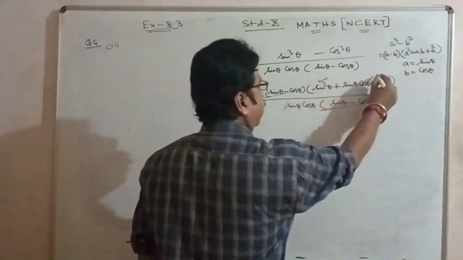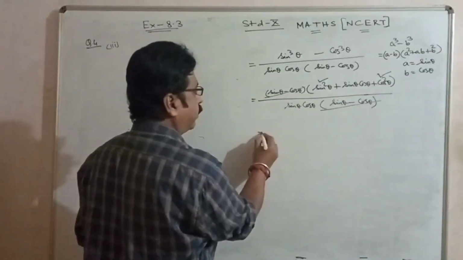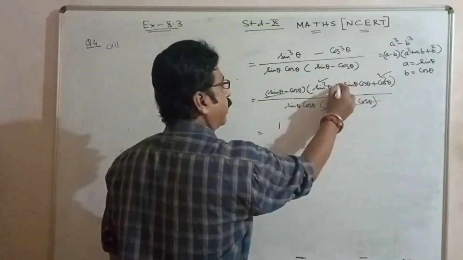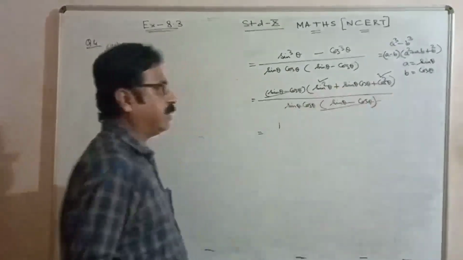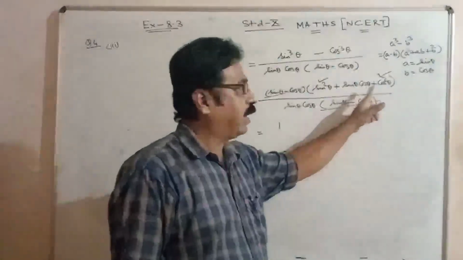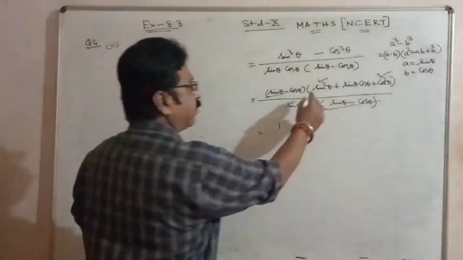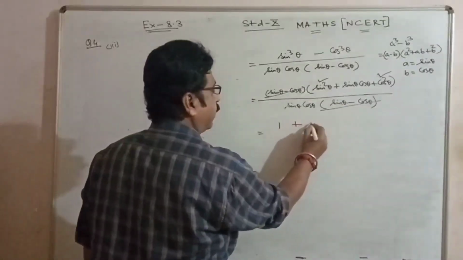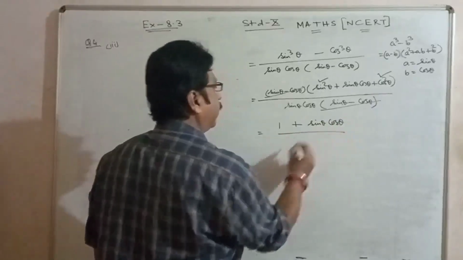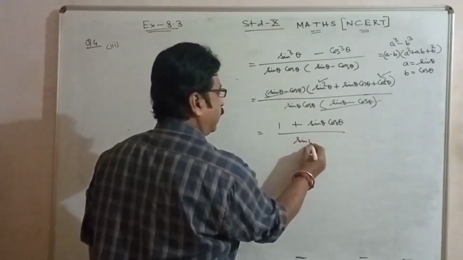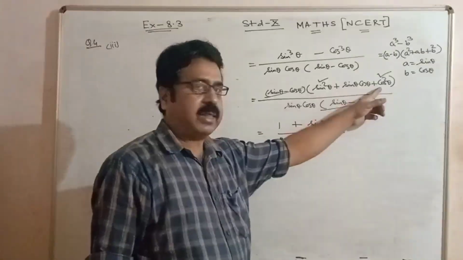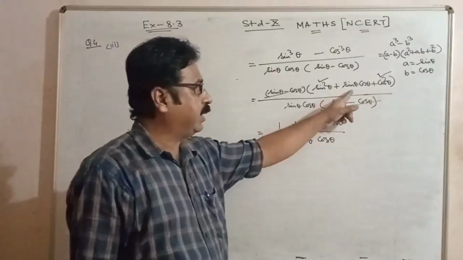Sin square theta plus cos square theta is 1. It will be 2 sin theta cos theta. No, AB plus B square. A square plus AB plus B square. Sin square theta plus cos square theta is 1, plus sin theta cos theta upon sin theta cos theta.